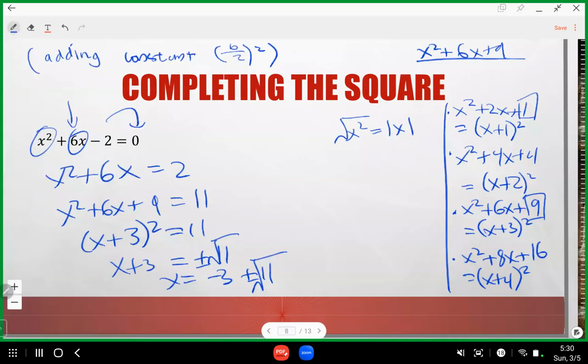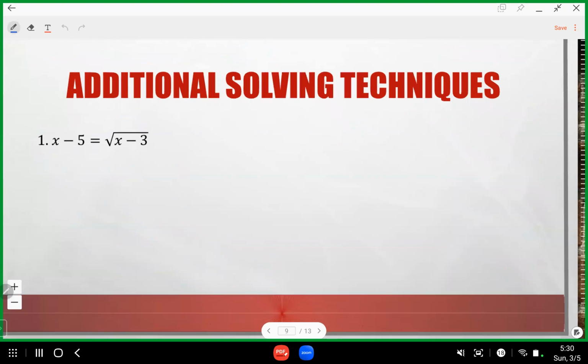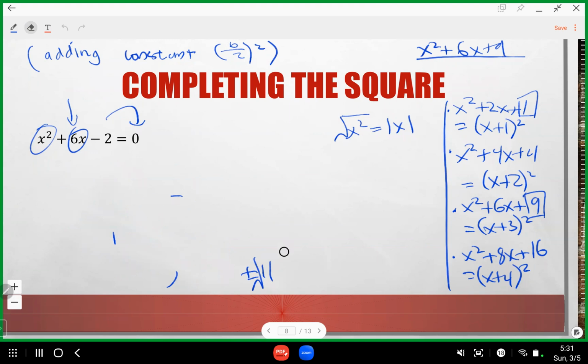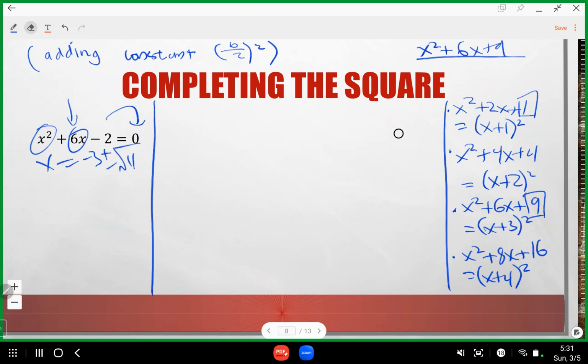Now let's try additional solving techniques. But before we do all of that, let me just prove the quadratic formula. Let's erase all of this. But the answer, what is the answer? x is equal to negative 3 plus or minus the square root of 11. Now we have a lot of space to prove the quadratic formula. Proof of the quadratic formula.